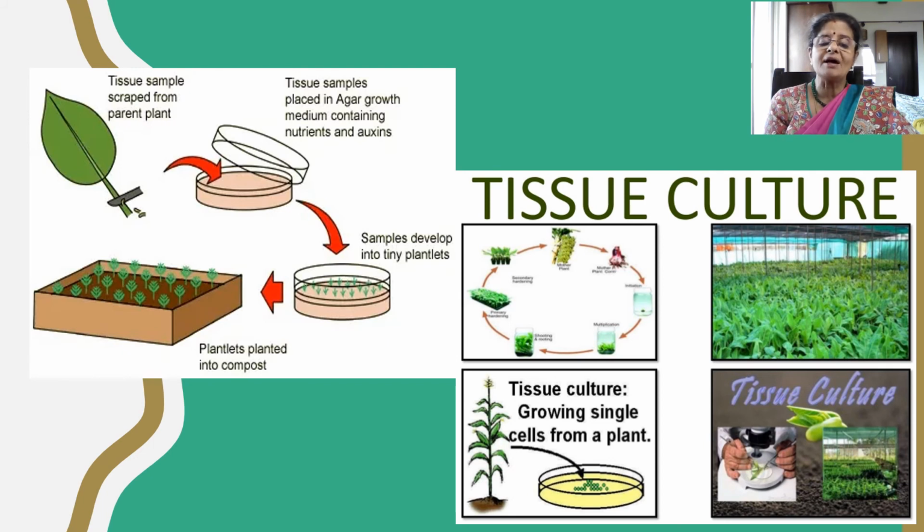Now, many plants can be grown from one parent in a disease-free environment, and this is used mostly for ornamental plants in the case of tissue culture. And many plants can be grown very quickly with desirable qualities in the case of tissue culture.